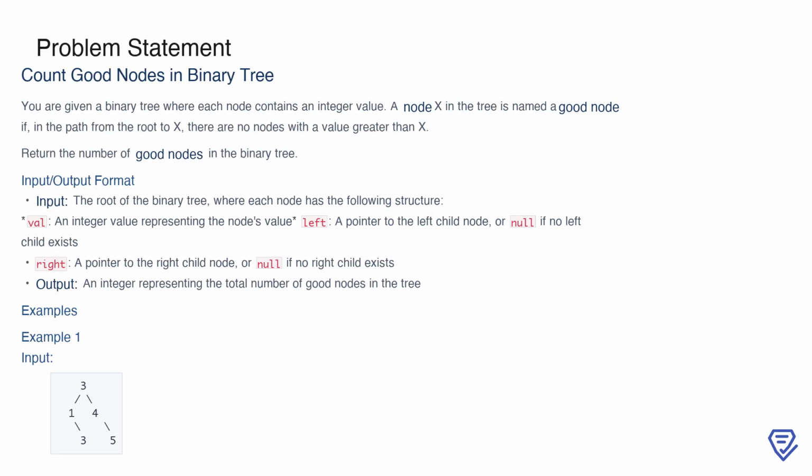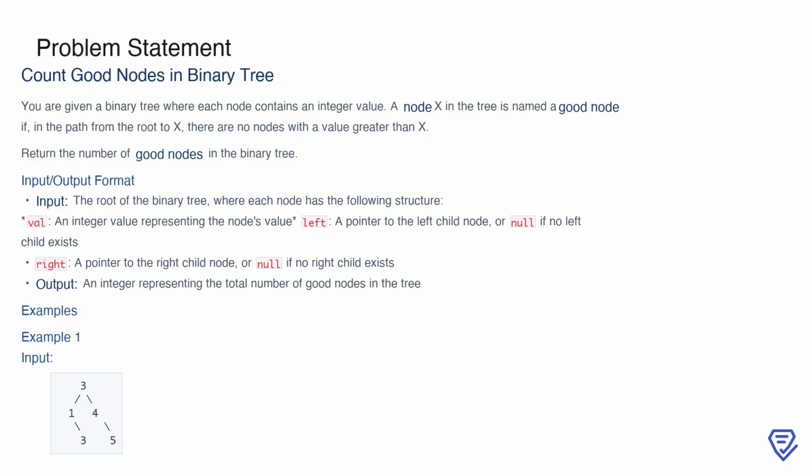In this problem, we are given a binary tree where each node contains an integer value. Our goal is to count the number of good nodes in the tree. A node is considered a good node if, on the path from the root to that node, there are no nodes with a value greater than the node itself. Essentially, a good node is one where its value is greater than or equal to all the values encountered along the path from the root to that node.